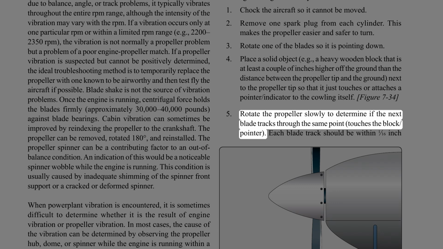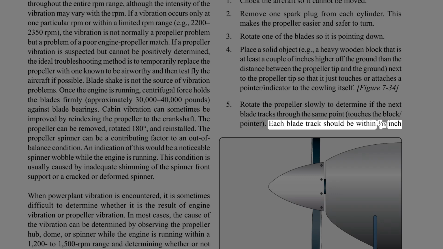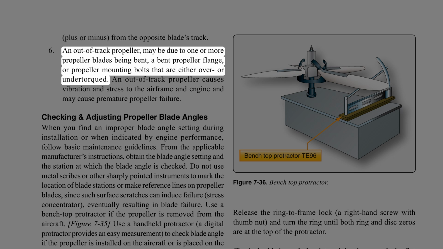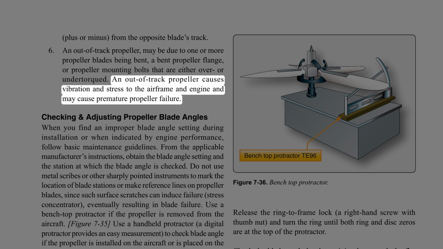Rotate the propeller slowly to determine if the next blade tracks through the same point, touches the block, pointer. Each blade track should be within 1/16 inch, plus or minus, from the opposite blade's track. An out-of-track propeller may be due to one or more propeller blades being bent, a bent propeller flange, or propeller mounting bolts that are either over or under-torqued. An out-of-track propeller causes vibration and stress to the airframe and engine and may cause premature propeller failure.